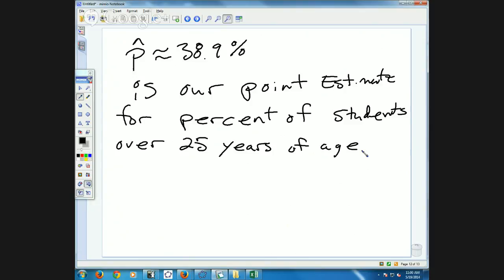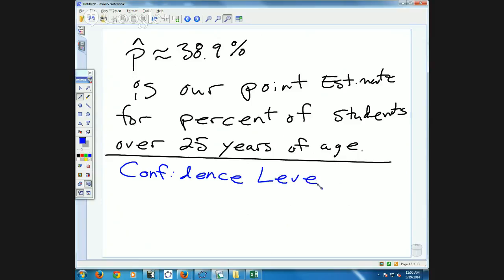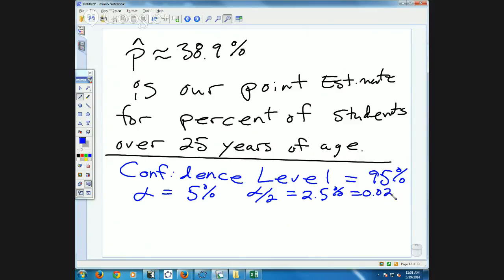So Melissa and I said, let's go for a 95% confidence interval. So that means our confidence level, and I recommend when you're figuring out confidence levels, you draw a picture of it. So we're going to go for a confidence level of 95%. What's alpha then? 5%, yeah. And what is alpha over 2? It'd be 2.5%, which as a decimal would be 0.025, correct?